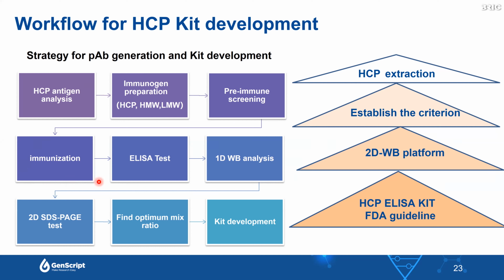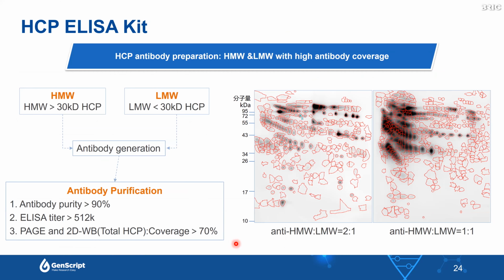Every 3 rounds of immunization, we perform an indirect ELISA to check the immune response. After that, we collect the blood to perform a 1D Western blot to test against the immunogen. Then we run a 2D SDS-PAGE to confirm and find the optimal mixing ratio according to the FDA guideline, and ultimately proceed to kit development.